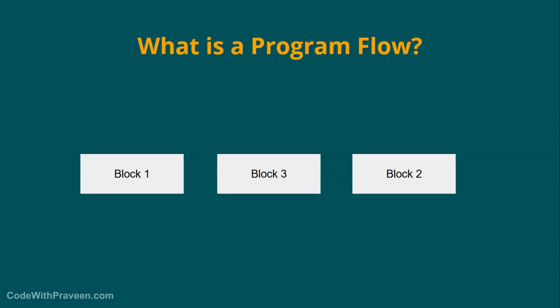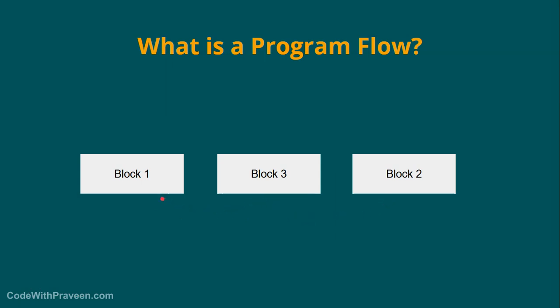Let me explain this program flow with a simple diagram. Consider this set of codes having a few blocks. We have, say, block 1, block 3 and block 2. Each block refers to a set of instructions. Now, how do you make sure that this block gets executed first, then the second block, and then the third block? What makes your program execute in this specific order and not the order like 1, 3 and 2? So this is referred to as the program flow.